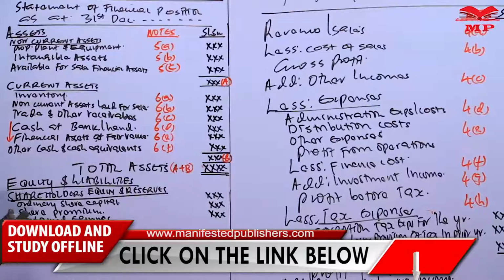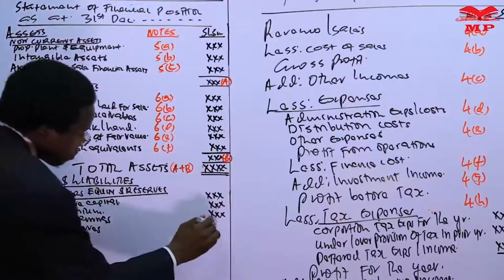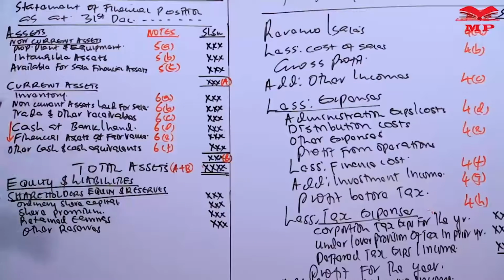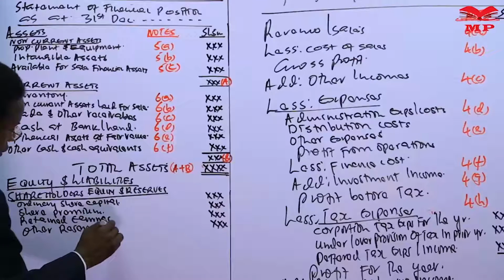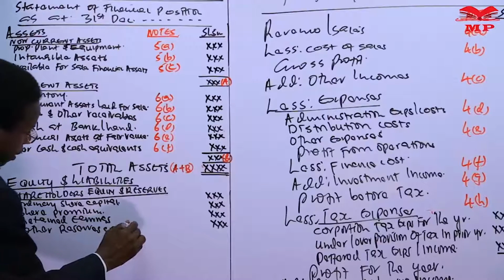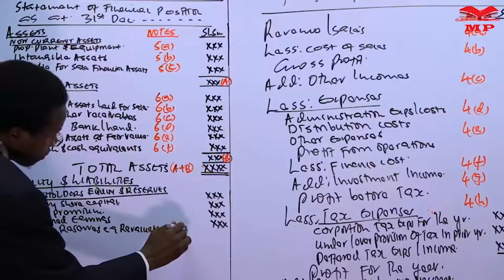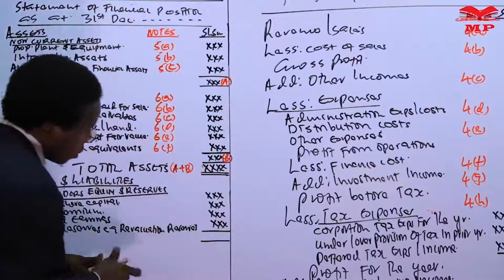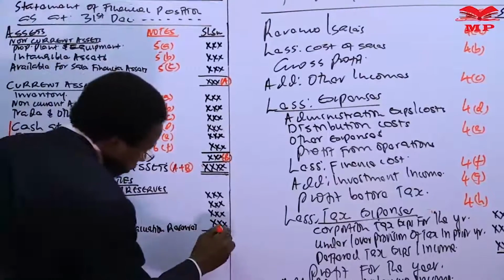We have other reserves. Remember, these items, we are getting them from the statement of changes in equity. So other reserves, e.g. revaluation reserves. So we have this item. Let me call this item C.